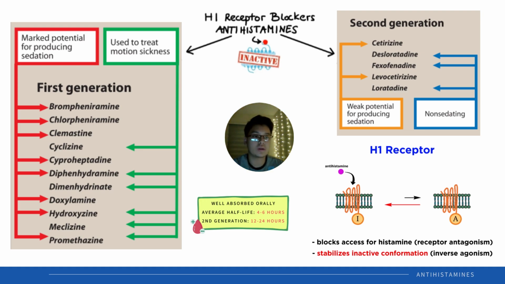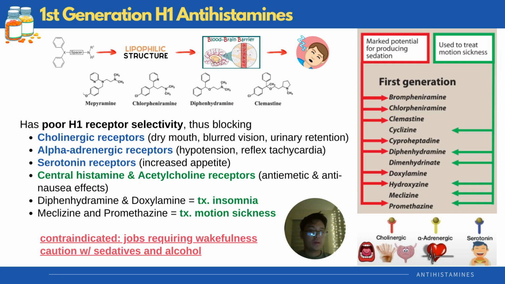generation H1 blockers. Now, the general structure of the first generation H1 antihistamines consists of two aromatic rings connected to a substituted ethylamine group. And due to this lipophilic structure, the first generation H1 antihistamines can cross the blood-brain barrier and thus cause sedation and potentially impair cognitive function. However, the older first-generation drugs are still widely used because they are effective and inexpensive.